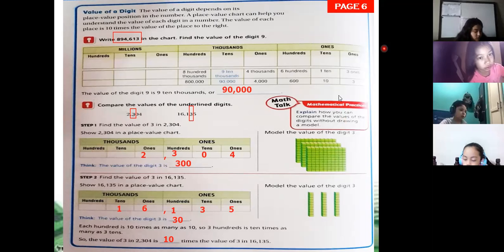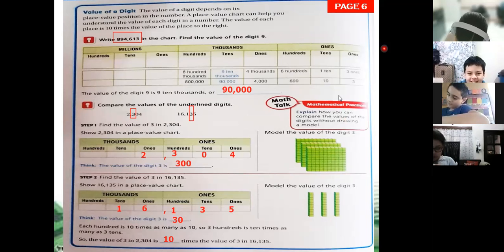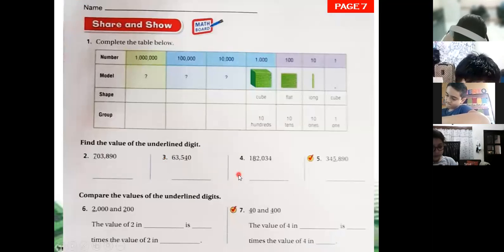Okay, let's go to the next part. That is the next page, right? Page number 7. Now, you are going to help me to complete this. Okay. Complete the table below.